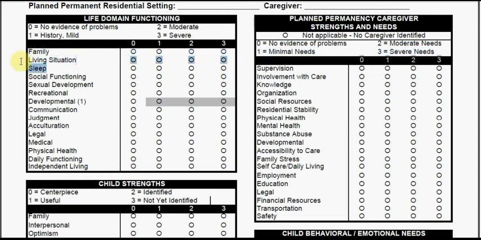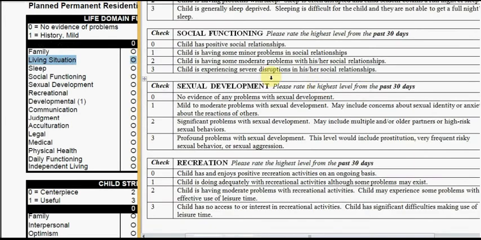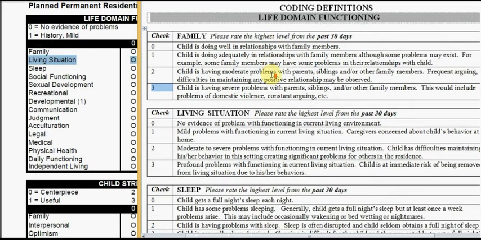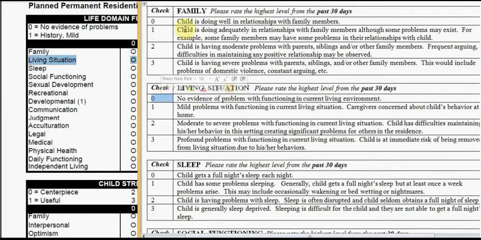Living situation. The living situation is different from the family in that when we look at family, we look at relationships. In living situation, we look at the functioning of the child in the current living environment. So 0 is no evidence of problem with functioning in current living environment. In 1, there are mild problems with functioning in current living environment.